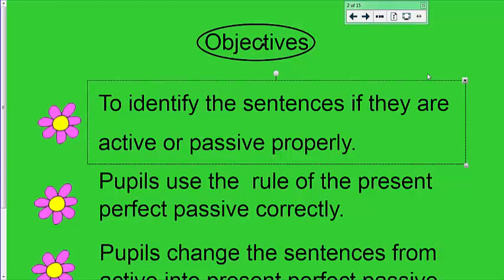Here we have our objectives. To identify the sentences if they are active or passive properly, pupils use the rule of the present perfect passive correctly, then pupils can change the sentences from active into present perfect passive accurately.